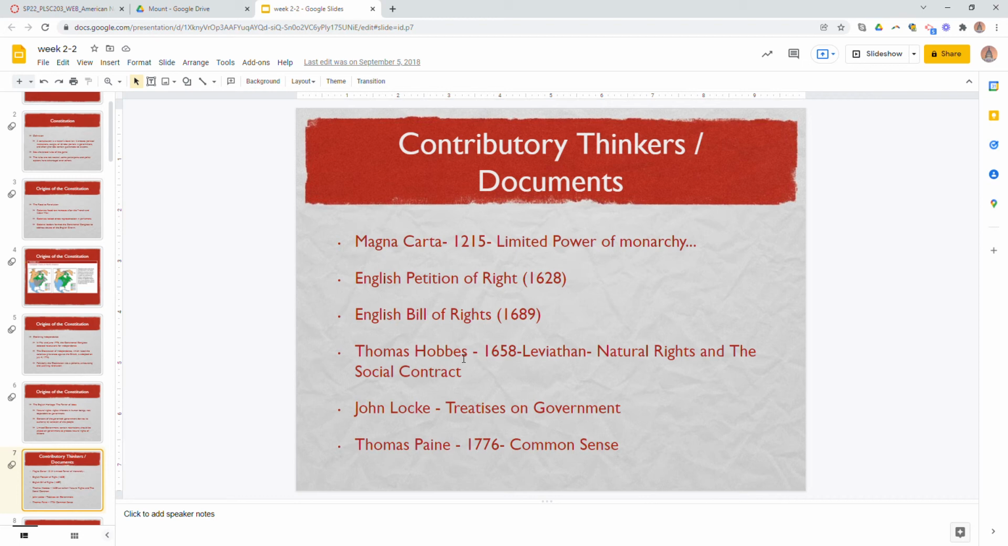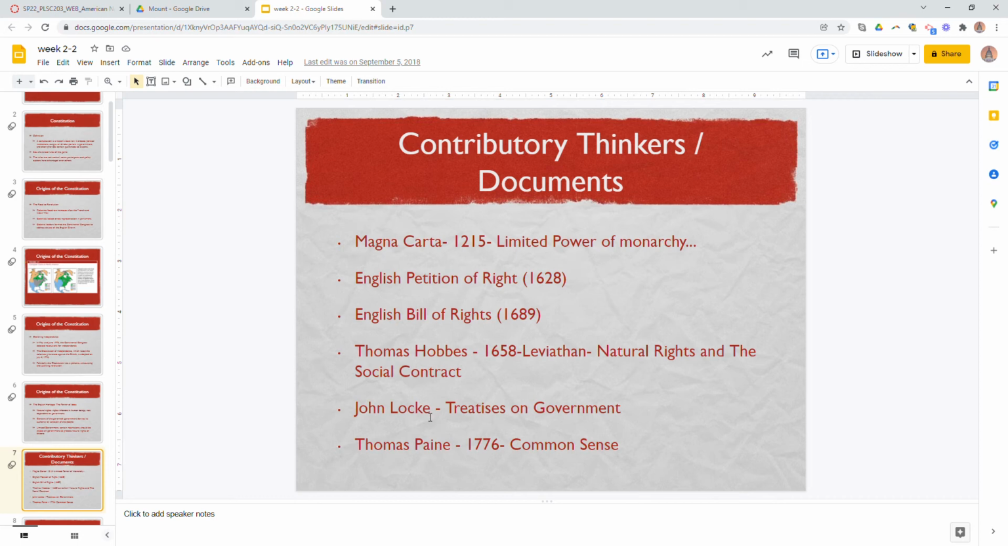Okay. Some of the other thinkers is Thomas Hobbes. He writes a pamphlet known as Leviathan that describes this social contract, the idea that we give up complete freedom in order for protection. John Locke becomes the basis for the Declaration of Independence with his idea of consent of the governed, limited government, and natural rights.